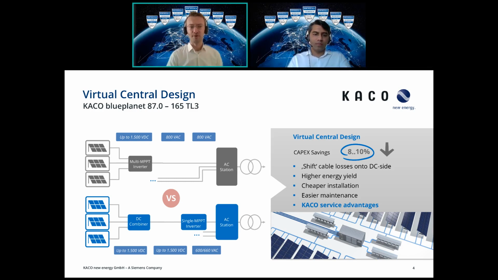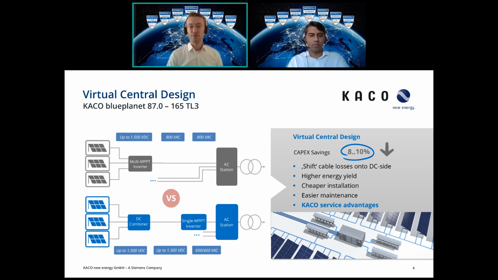In comparison, at the bottom, we see the virtual central design, where in place of the multi-MPPT inverter, we have a DC combiner also installed in the PV field. The DC strings are connected directly to this combiner. Our main cable run is based on DC cable that goes to our single MPPT inverter, which is connected at the AC station, where we then have a very short AC cable to feed into the grid. So this is the main difference between a decentralized multi-MPPT solution and virtual central.